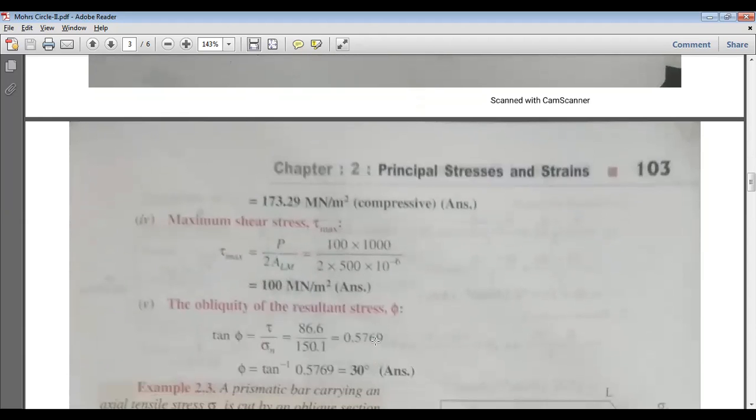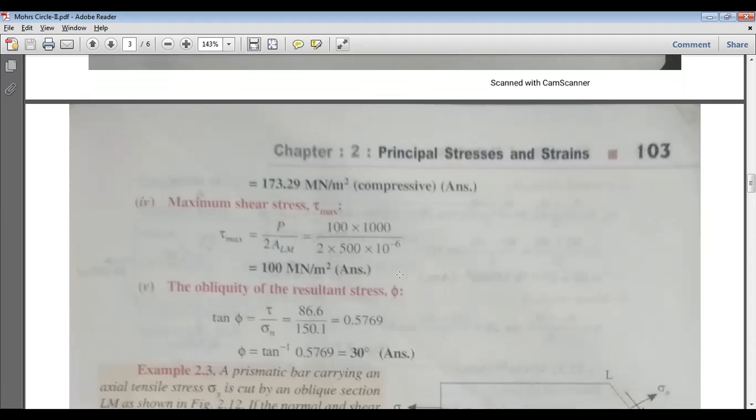So maximum shear stress, as we know, is half of the normal stress. So this is P by A into LMN. P we have already known, 100 into 1000, that is 100 meganewton. So to convert this into meter, this is again 2 into 5 into 6 to the power minus 6. So 100 meganewton by meter square. So this is taken.